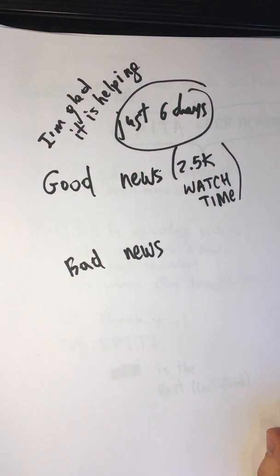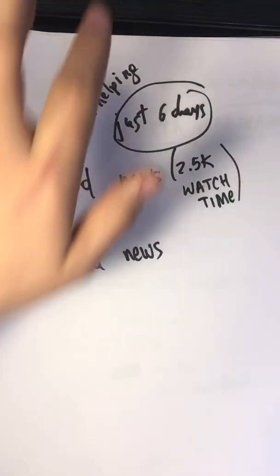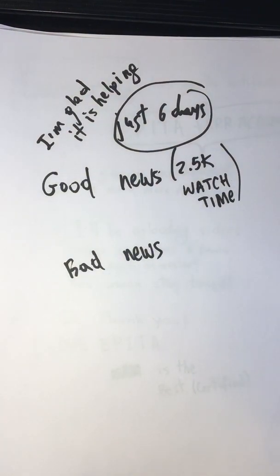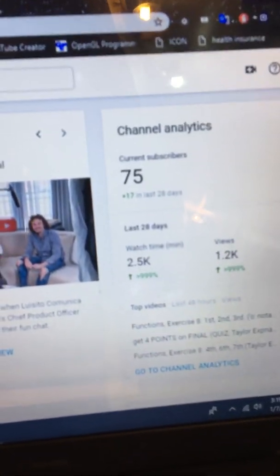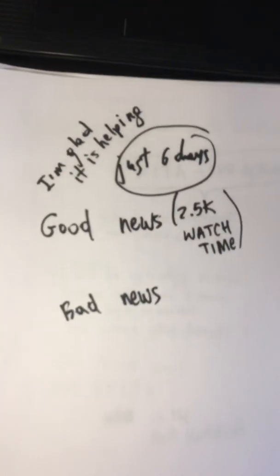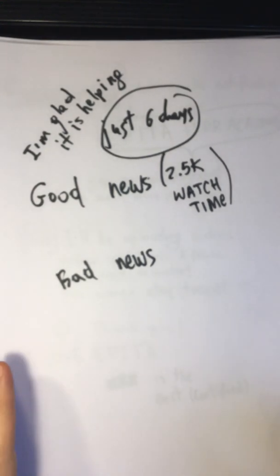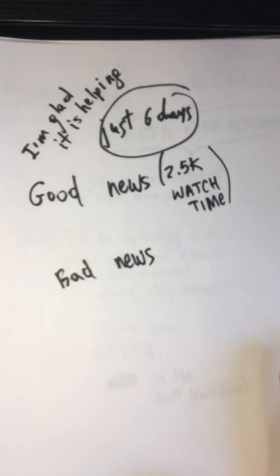Okay, good. Before we start, I have good news and bad news. Good news, we hit 2.5k watch time. I'm gonna show you right now. Look, I'm just using my phone to record the video. So look, this is my YouTube channel, this is the YouTube channel Analytics. We have 2.5k watch time minutes. I'm glad you're enjoying and the videos are helping. Okay, this is good news. In just 6 days, we hit the 2.5k. I'm glad it's helping.